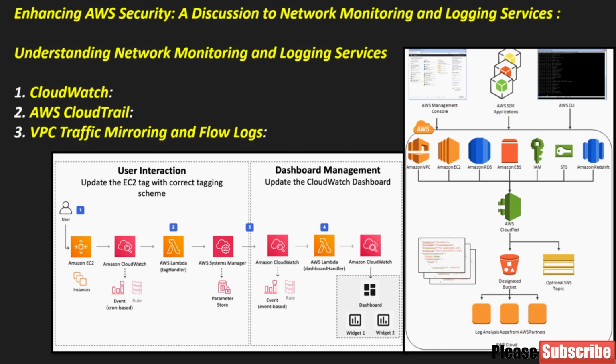The third will be VPC traffic mirroring and flow logs. We can say it's like illuminating network activity. Mirroring allows for the capture and inspection of network activity, that is, traffic in your virtual private cloud, that is, a VPC. That's paired with the VPC flow logs, which capture information about IP traffic going to and from network interfaces. These tools provide visibility into network activities, aiding in the identification of potential security threats.